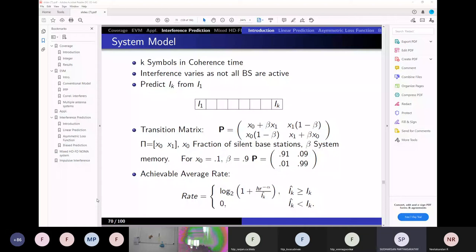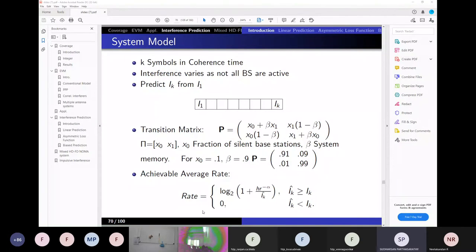Okay, so what I'm going to use is, if the predicted interference IK hat is lesser than IK, the actual interference power, then what will happen? I am assuming that my interference is going to be lesser. My prediction is going to say that the interference power is lesser. So I will transmit at a higher rate than what the channel can withstand, correct? Which means I'm going to be in error. So for all those cases where I'm going to be in error, which means when IK hat is less than IK, I will give rate equal to zero. When IK hat is greater than IK, I will say the rate is log of 1 plus signal power by the predicted interference power IK hat. Okay? So this is the metric using which I'm going to see whether my prediction is good or not.